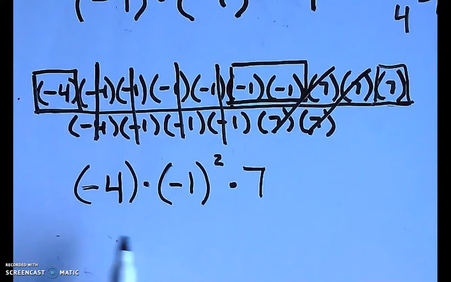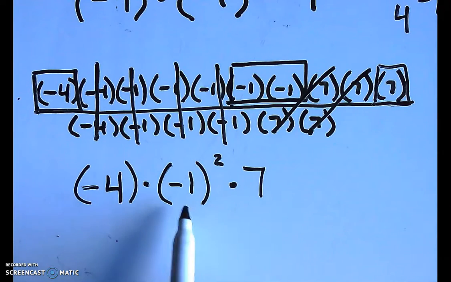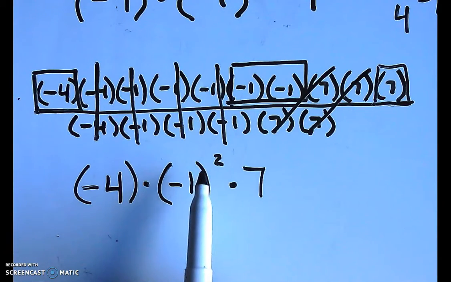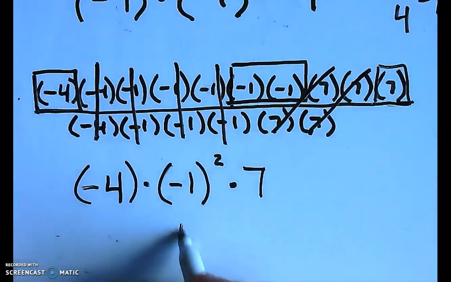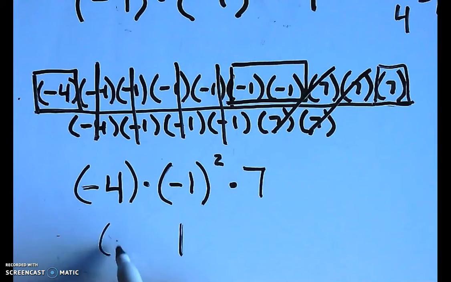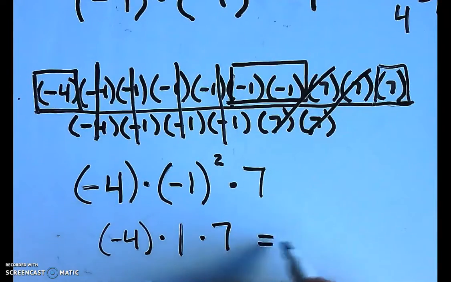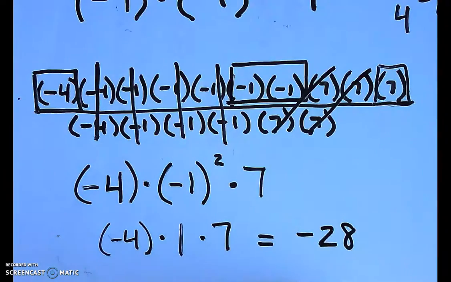And so in this case, I can actually solve this out. So when I do this, I'm going to say, okay, well, -1 to the 2nd power means -1 times -1, which is +1, because a negative times a negative is positive. So now I have -4 times 1 times 7. So -4 times 1 is -4, times 7 is going to give us a -28. And that's our final answer for this problem.